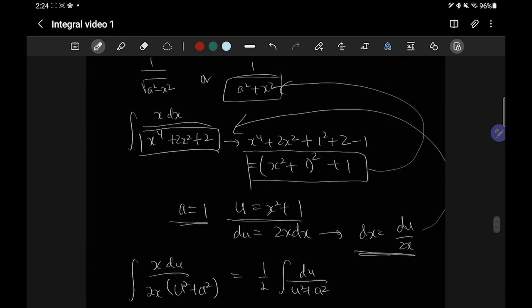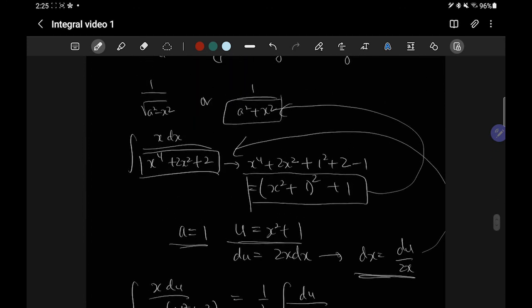So what happened here? We modified the denominator so that we have one term in terms of x squared and another term in terms of a constant squared. As long as you can make the denominator in this form, then you are able to turn your function into the second format here.